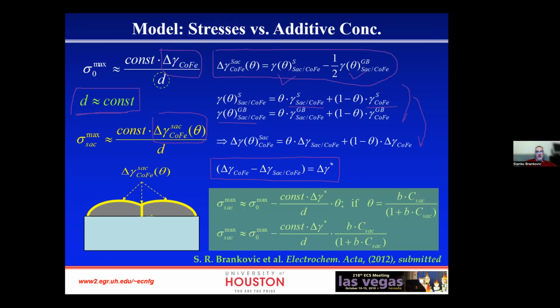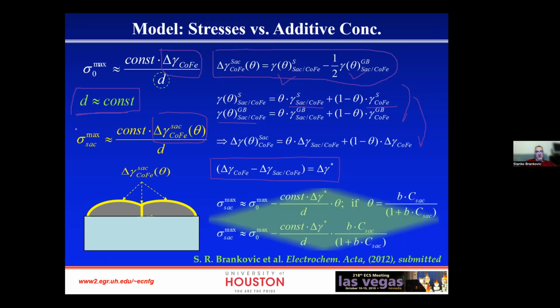Then you can basically redo the whole expression here, and you can say that the stress in the film is equal to the stress in the film without additives, which is the maximum stress, minus this term here, where now this delta gamma star represents the difference, or the reduction in the driving force for grain zipping due to the additives, and then times theta, which is the additive coverage. And D here is still the same meaning as we discussed. It's the size of the grain.